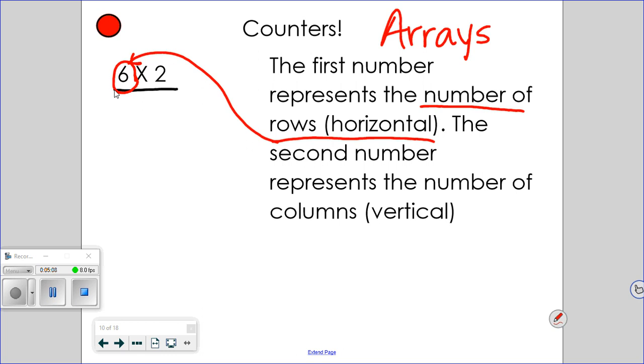Number of rows. Get your math notebook out, please. Did you draw an arrow pointing to your number 6? Come on. I'm not asking for anything complicated. And then you're going to write number of rows.